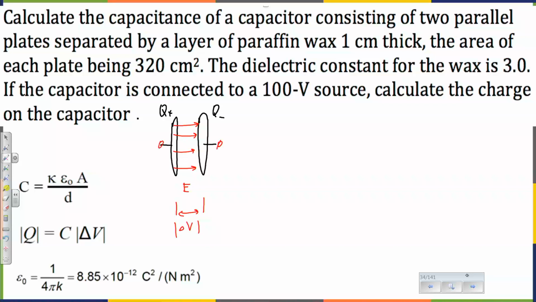And this capacitor, turns out, is being connected to a power supply. Where's my power supply? Here. Yeah, the power supply. All I need just wires. And if the power supply supplies 100 volts, that means the potential difference between the plates is equal to 100 volts.